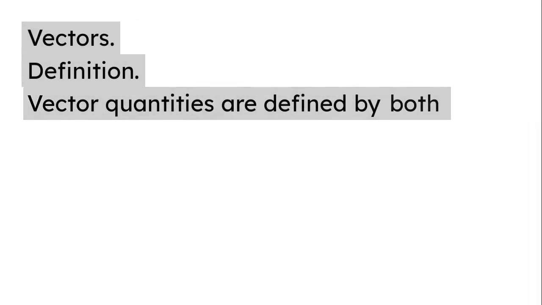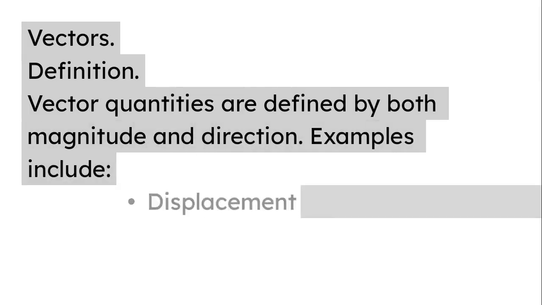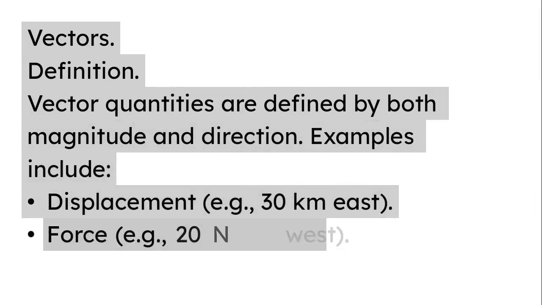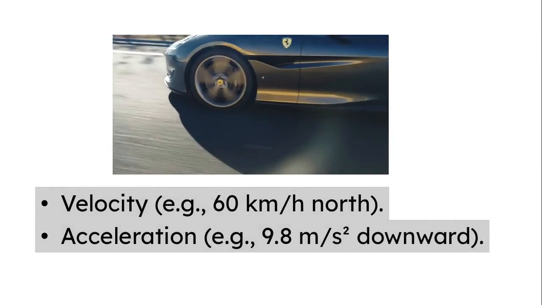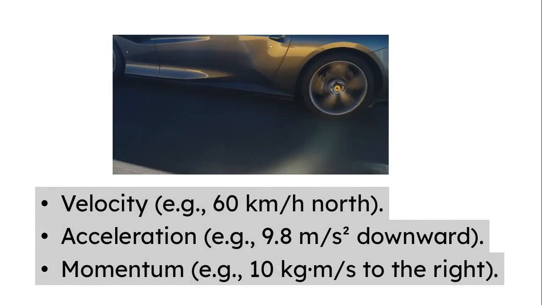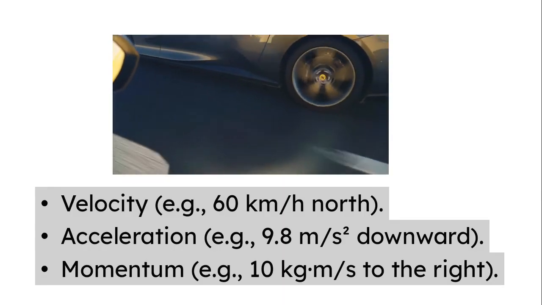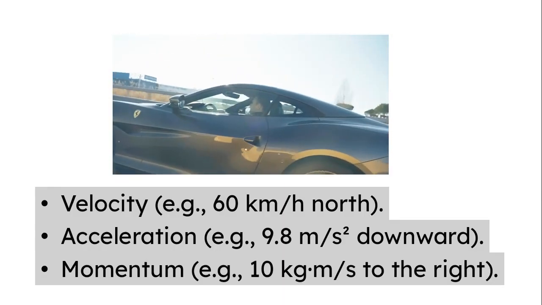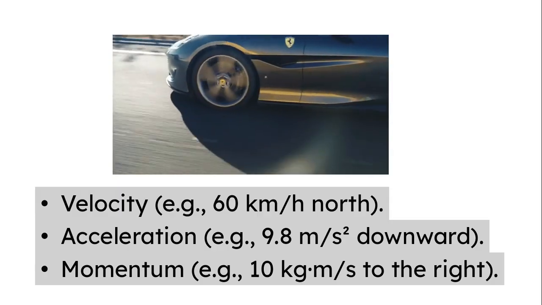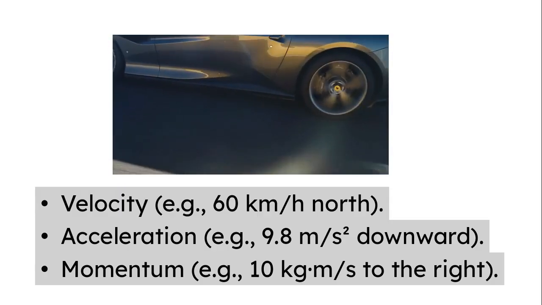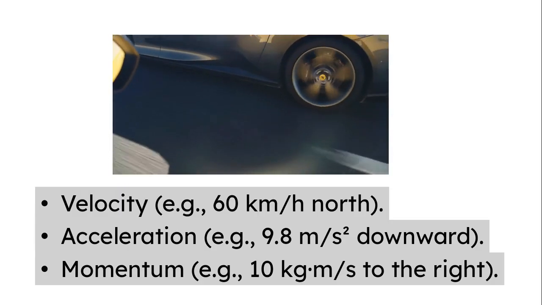Vectors. Definition. Vector quantities are defined by both magnitude and direction. Examples include displacement, e.g., 30 km east, force, e.g., 20 N west, velocity, e.g., 60 km per hour north, acceleration, e.g., 9.8 meters per square second downward, momentum, e.g., 10 kg meter per second to the right.